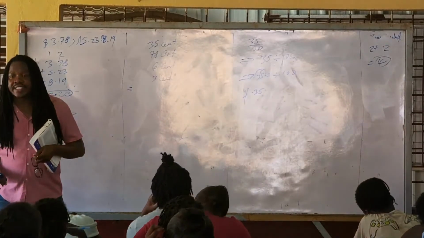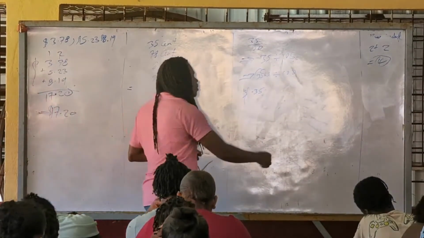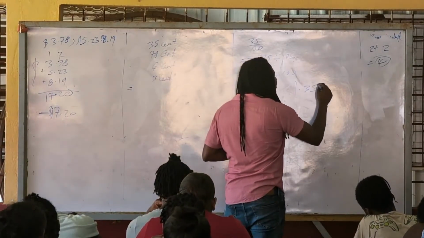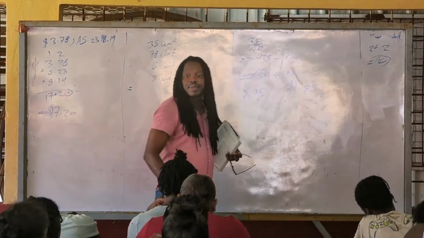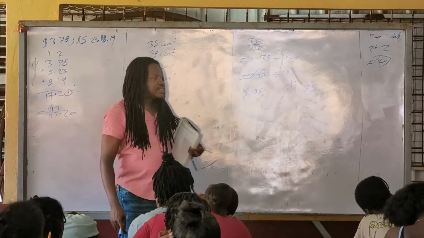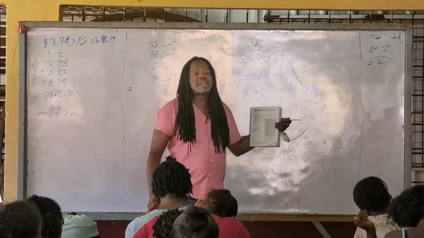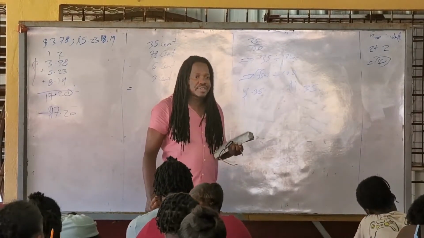So when you are writing $1.35, what do you write? 1.35. Because it is $0.35. Everybody see that? So $1.35 means $1 and $0.35. You see that?